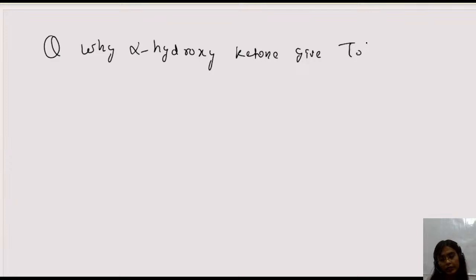Again, let me write the question the way it is asked. So the question would be like, why does alpha hydroxy ketone give the Tollen's test positive, or rather the Fehling test positive, but other ketones can't? So let's discuss the answer again.